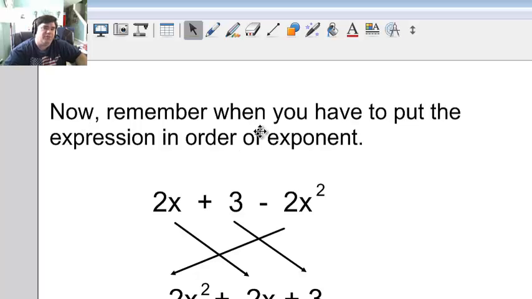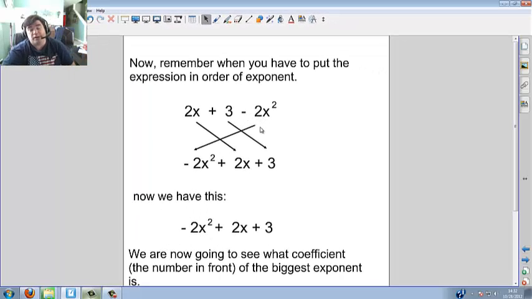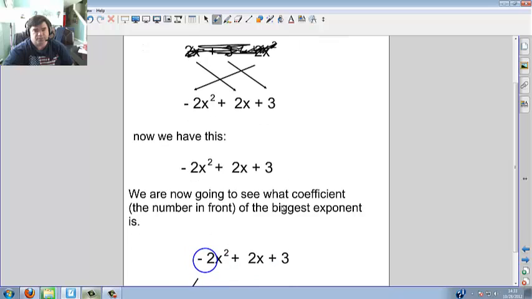And back. Now remember when you have to put the expression in order of exponent. In other words, 2x plus 3 minus 2x squared, the biggest degree is negative 2x squared, so that goes first. So I'd put that here and scratch that out. Scratching out the negative as well. The next biggest term is 2x, so I'll put 2x here, scratch that out, and put 3 and scratch that out. So it goes in order of exponent, like so.